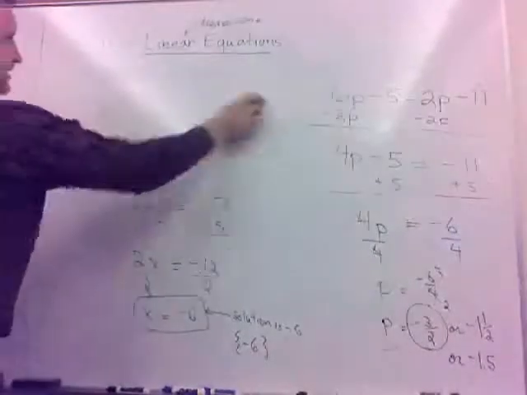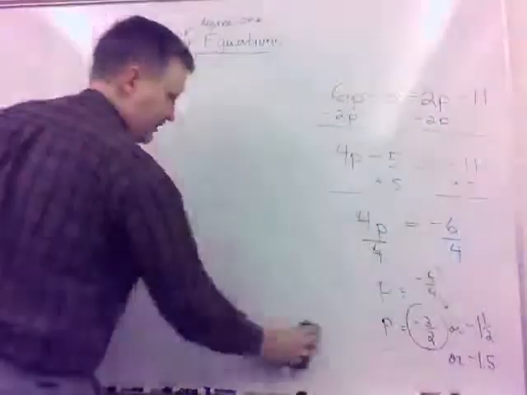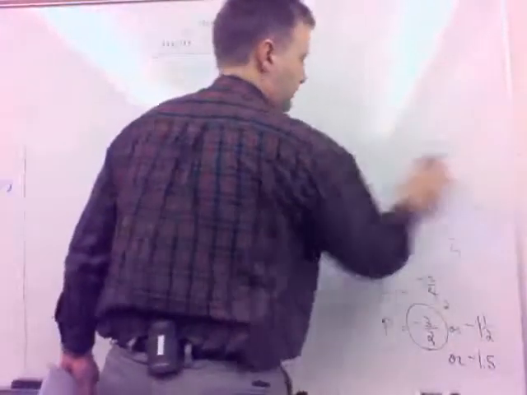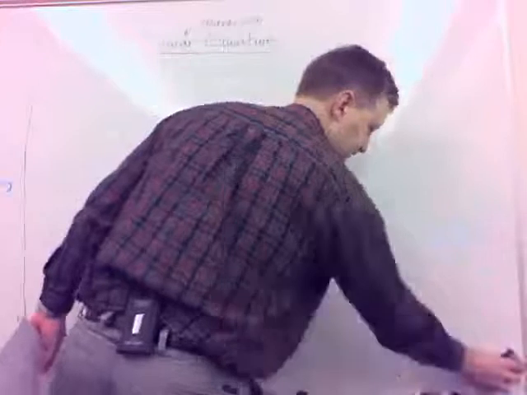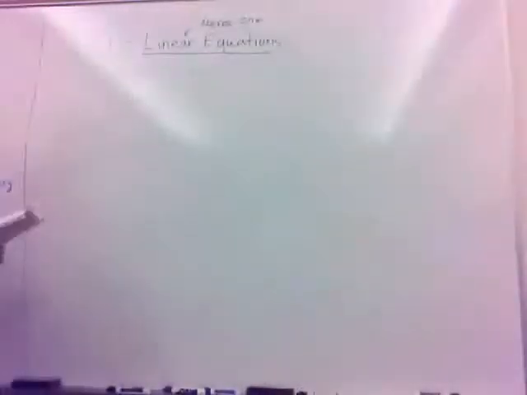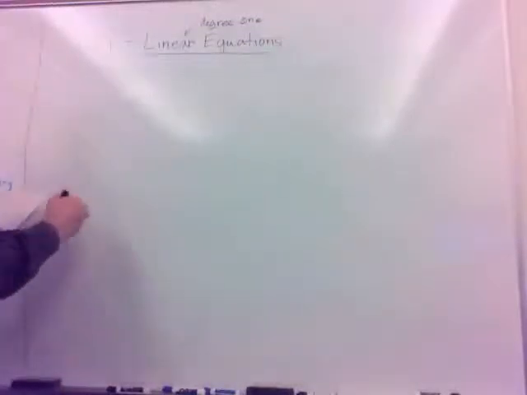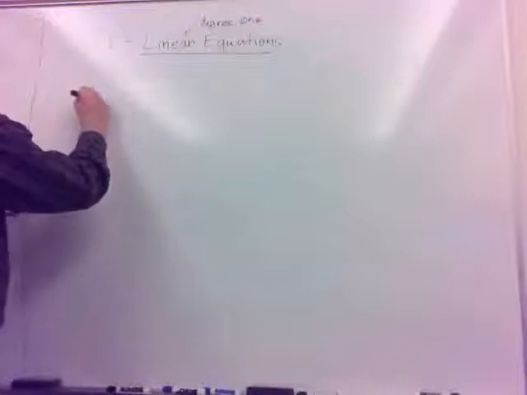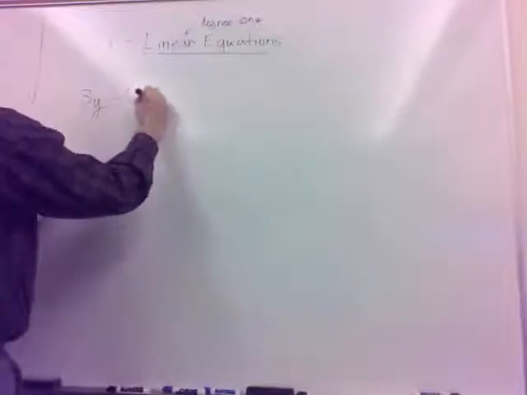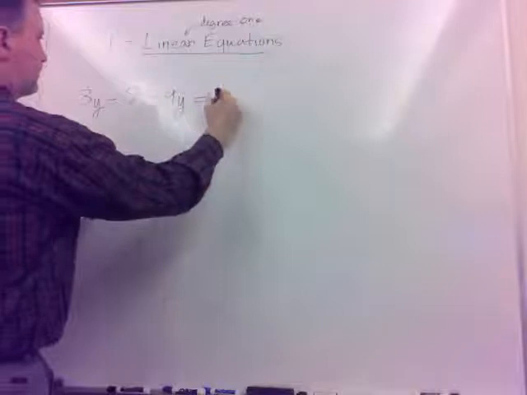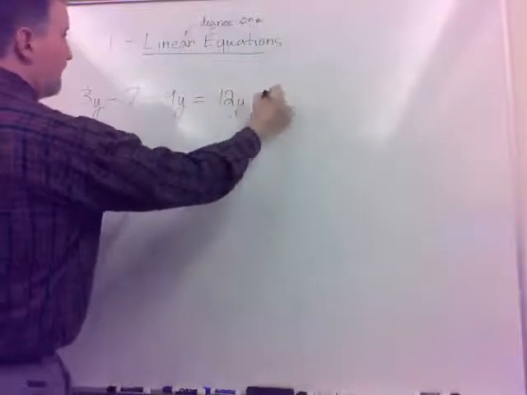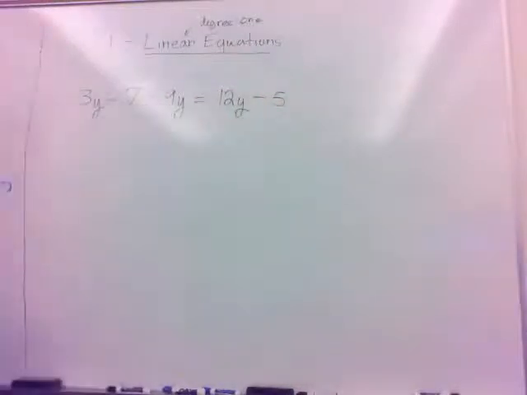Let's take a look at another couple of problems. Various problems we could encounter as we work through some of these. Let's take a look at a couple here. 3y minus 7 minus 9y equals 12y minus 5.